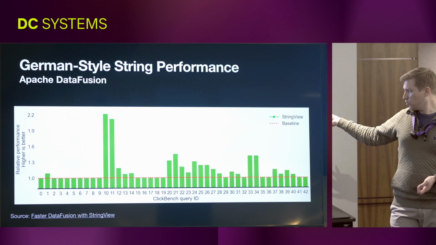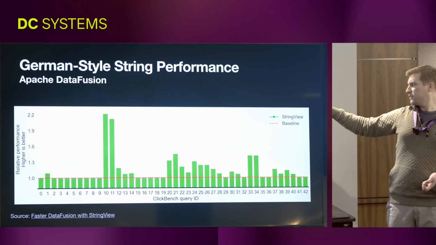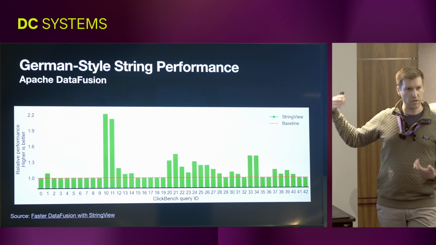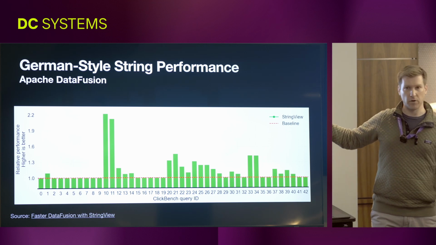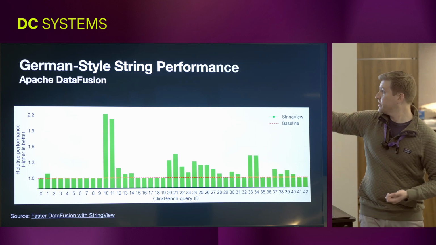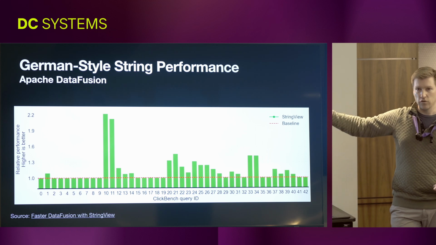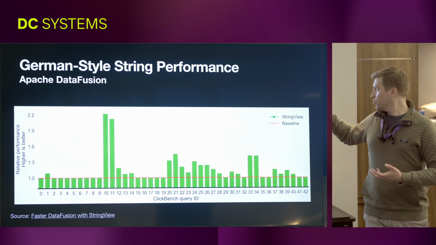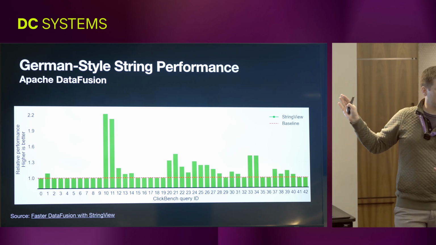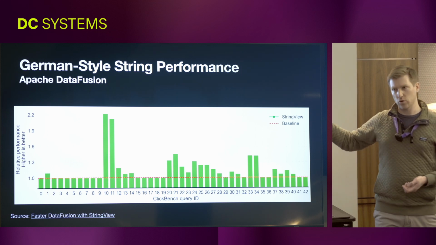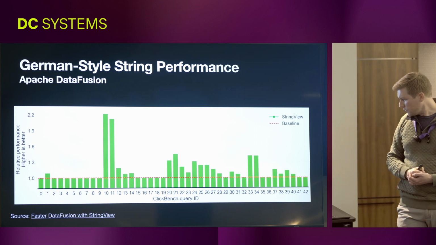And we ran the ClickBench workload. And there's 42 different queries. And a lot of them have no improvement, right? Because maybe they weren't doing anything with strings. But if you look at query 10, over a 2x improvement. So there is a real performance win. It only averages to about an 8% improvement in ClickBench, but certain queries benefit greatly from this.